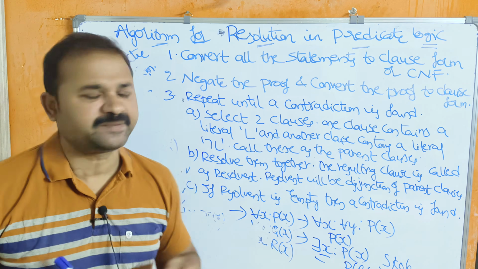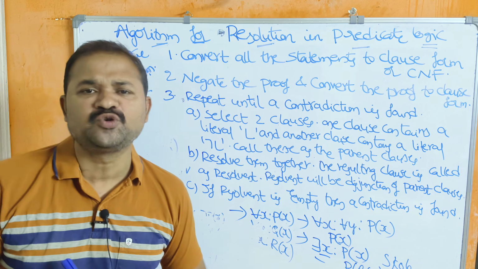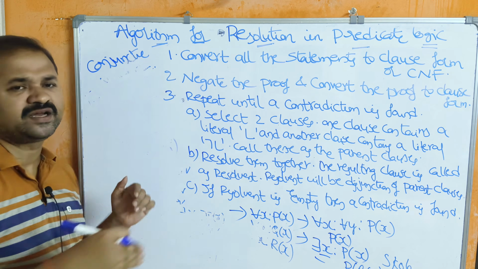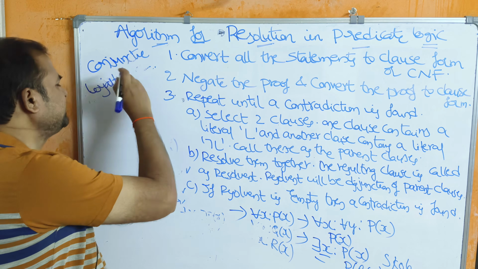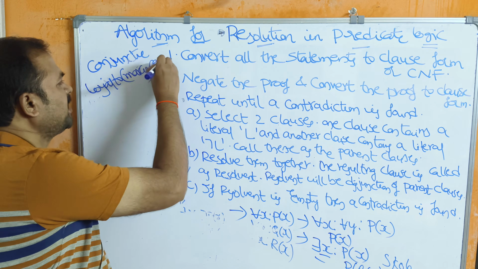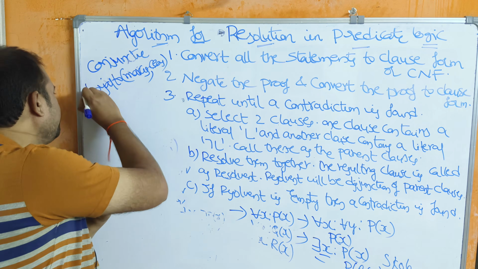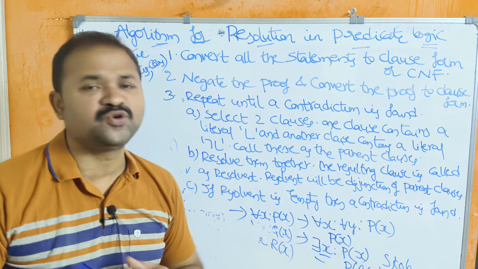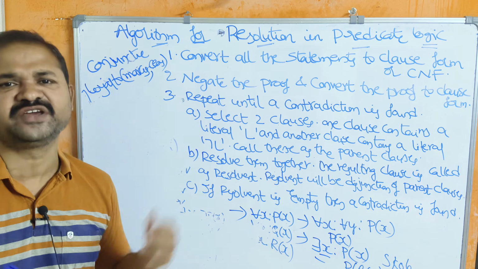Now let's see the second step. Second step is negate the proof and convert the proof to clause form. So let the proof be like this. Was Marcus loyal to Caesar? We can represent that in predicate logic as loyal to of Marcus comma Caesar. Now we have to negate the proof. So negate the proof means negation loyal to of Marcus, Caesar, and convert the proof to clause form. This proof is already in clause form, so there is no need of any conversion.